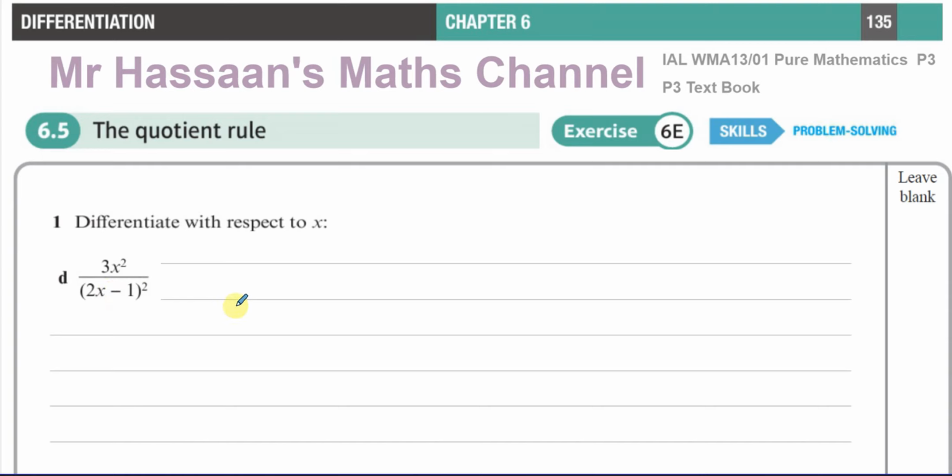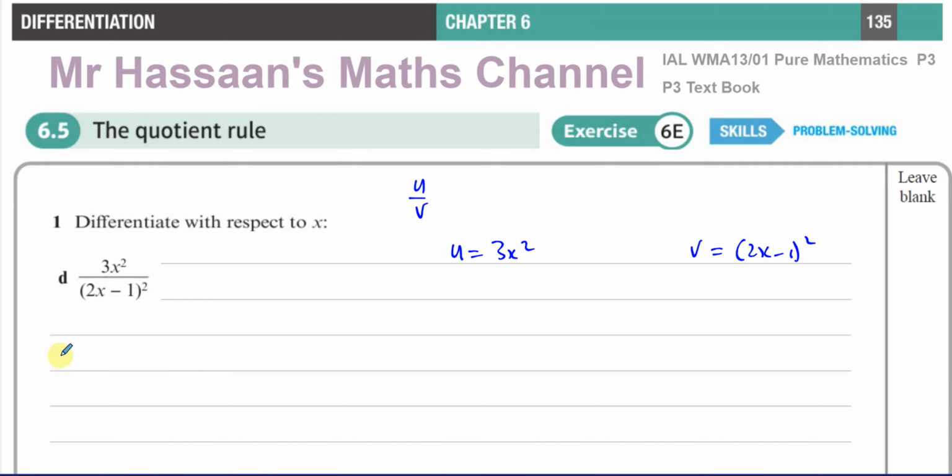Okay, so here we're going to use the quotient rule because we have a quotient of two completely separate functions, like you have u over v, right? So what we're going to do is call the numerator u. It always has to be the numerator u, which is 3x squared. And the denominator, we're going to call it v. So (2x minus 1) squared, we're going to call it v.